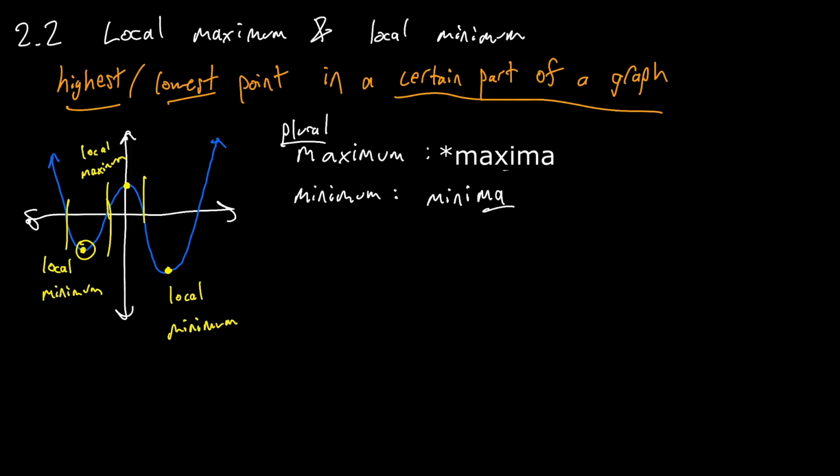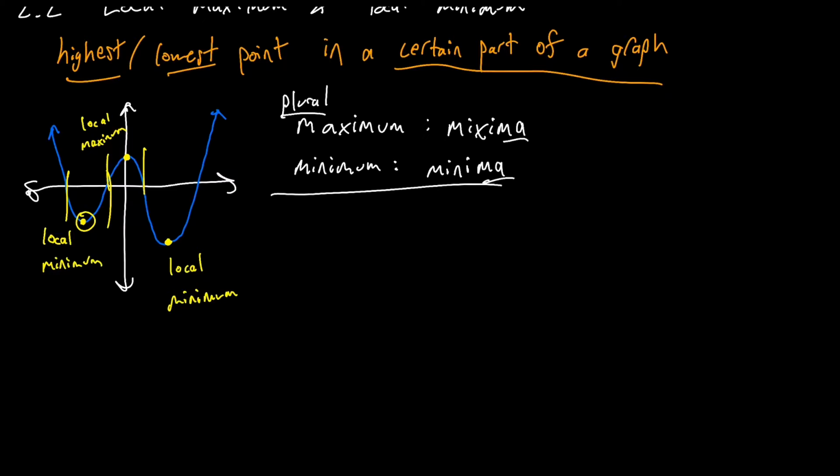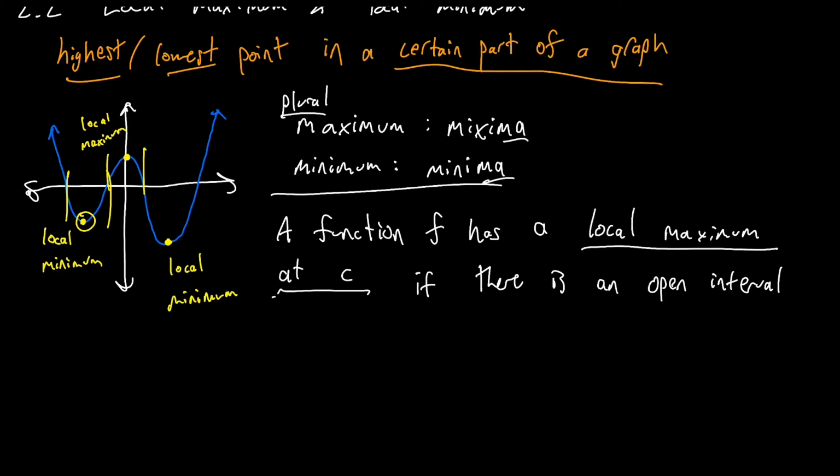Our book is formally defining it by looking at an interval again. So we start with a function f. f has a local maximum at c, local maximum at c, if there is an open interval I. So again, just looking at interval I containing c. So c has to be within that interval, that area of the graph.